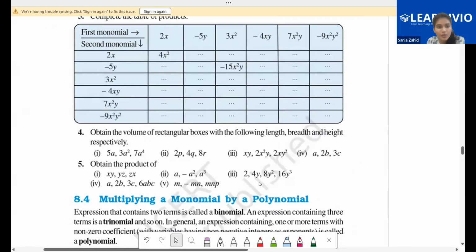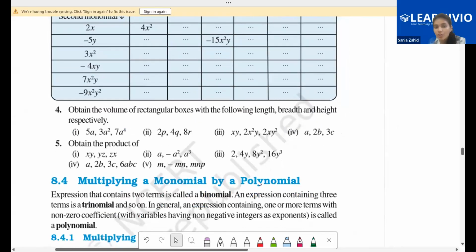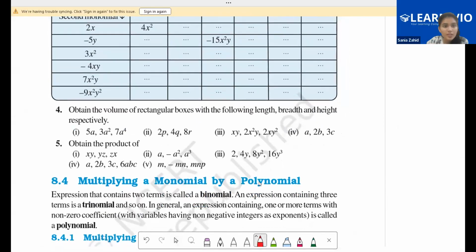See, you can do this one. Obtain the volume of the rectangular boxes with length, breadth, and height respectively. Like 5a is the length, 3a square is the breadth, and 7a to the power 4 is the height. So, who will tell me what is the formula for volume of a rectangle? Length into breadth into height.